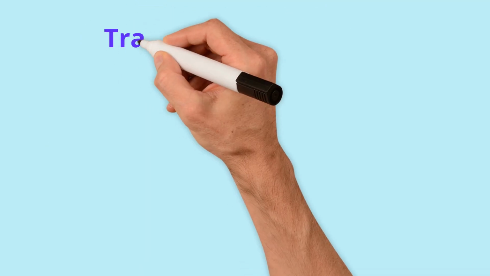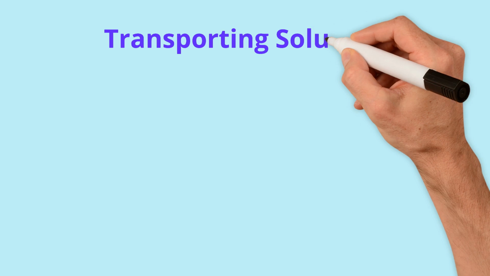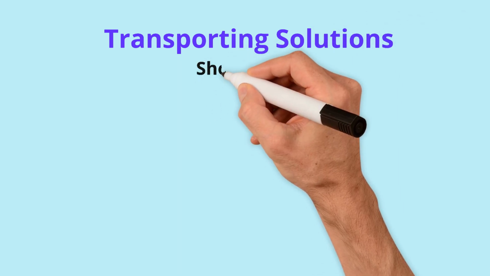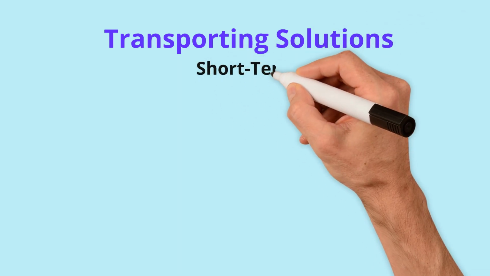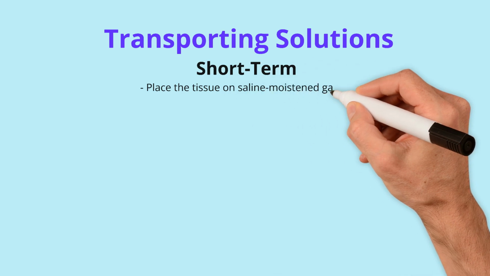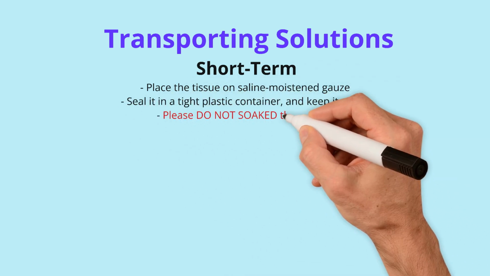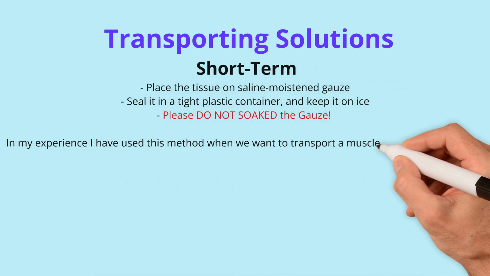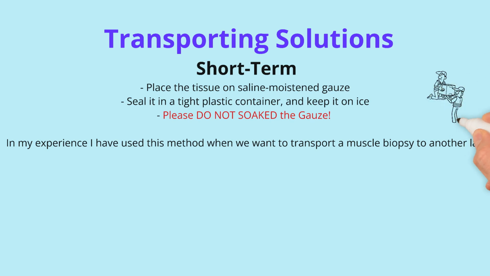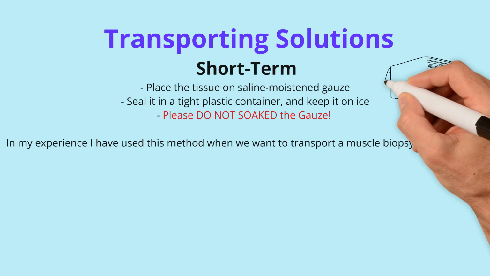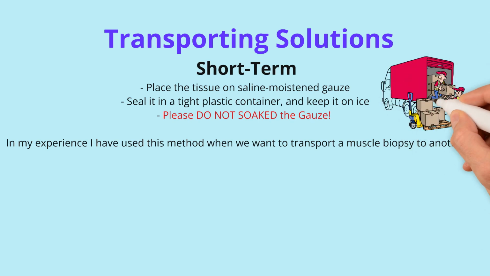Now let's talk about transporting solutions. For short-term holding or short-distance transport, place the tissue on saline moistened gauze. Seal it in a tight plastic container and keep it on ice. Please do not soak the gauze. In my experience, I have used this method when we want to transport a muscle biopsy to another lab.